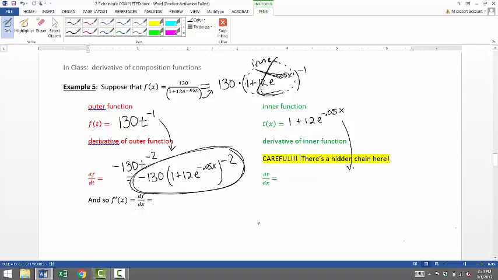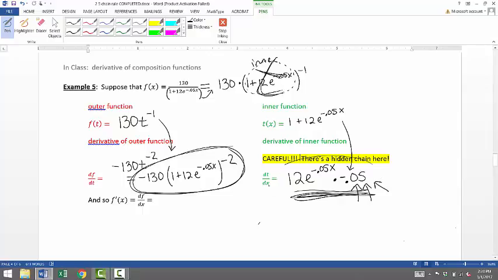And then we need to also find the derivative of the inner function. The derivative of 1 is 0, and the derivative of 12e to the negative 0.05x is 12e to the negative 0.05x. But remember, you have to multiply by the derivative of that exponent. So we have to multiply by negative 0.05. Again, there's a little hidden chain rule there. A lot of students miss that. Don't forget to multiply by the derivative of that inner function, negative 0.05.